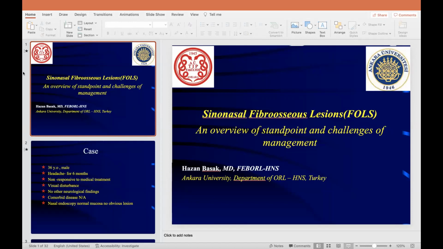Another one is attachment points. Here you can see a big fibrous dysplasia causing frontal sinus obstruction. It's obstructing the frontal recess. This patient also only had headaches and nasal obstruction. As you can see, the nasal cavity is full of tumor.